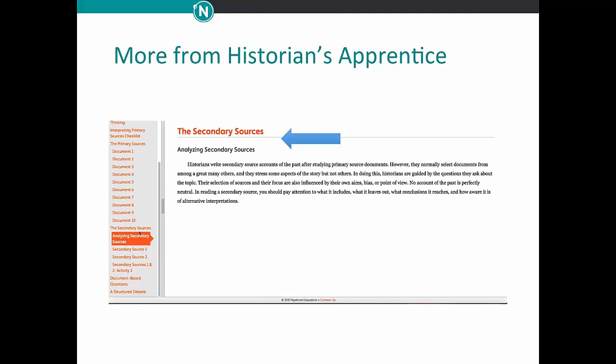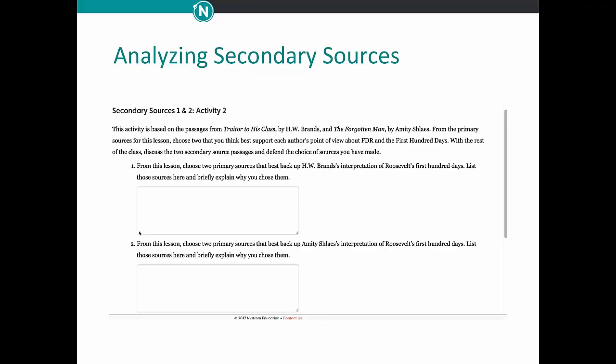However, what we want to do is have them look at what they feel, but look at those sources in an objective way, so that they can see both sides of the issue. So here's an example of a secondary source question. We're looking at two different books here: H.W. Brands' Traitor to His Class and The Forgotten Man by Amity Shlaes.